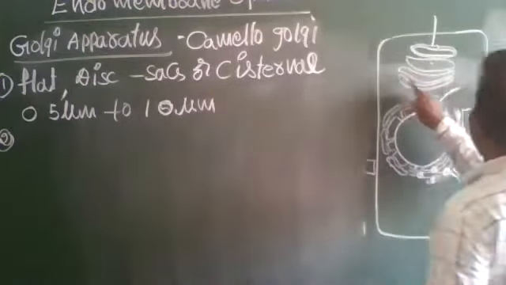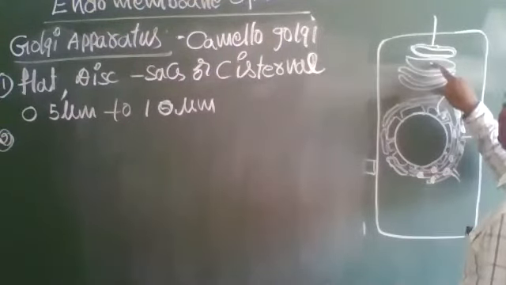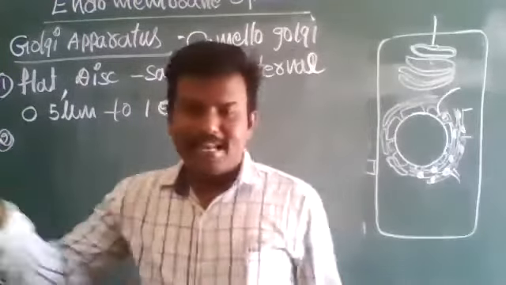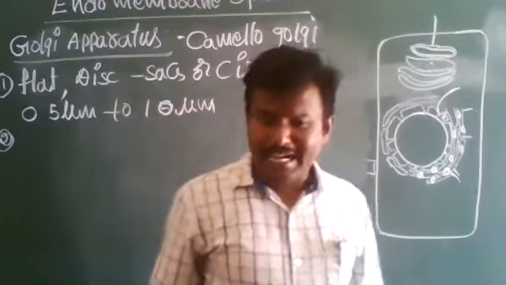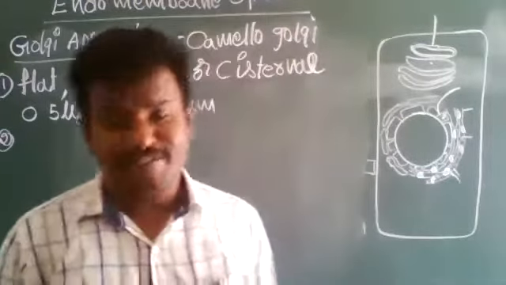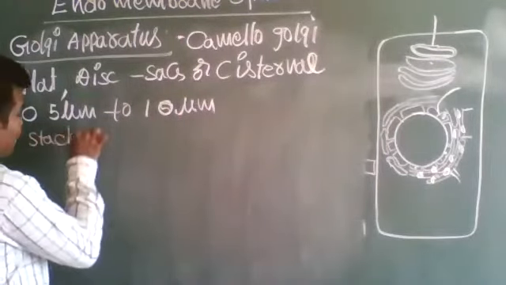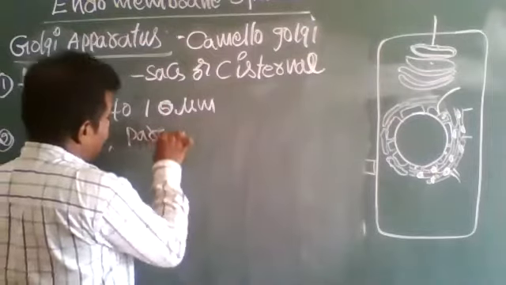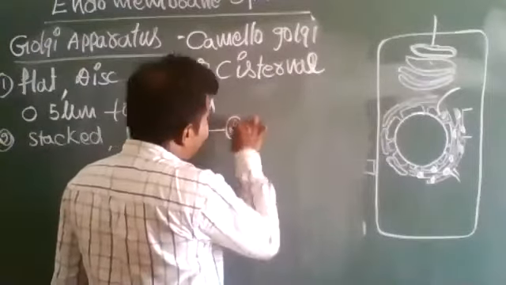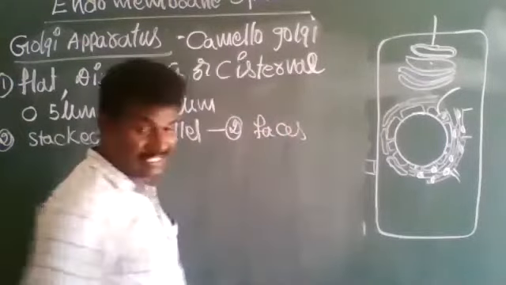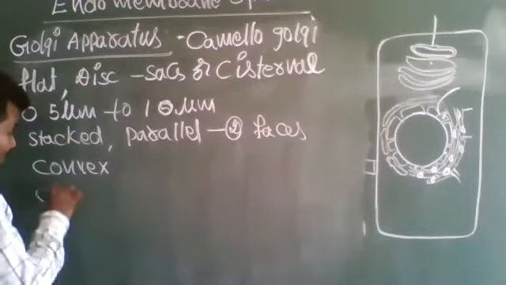Parallel to each other means what? This is parallel to this, this is parallel to this. They are parallel to each other. These are stacked parallel to each other and consist of two types of phases. Two types of phases. One is convex. One is concave.